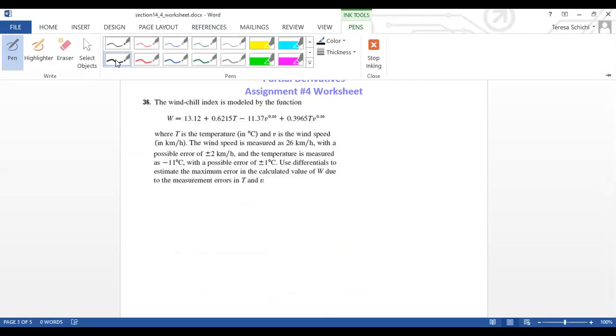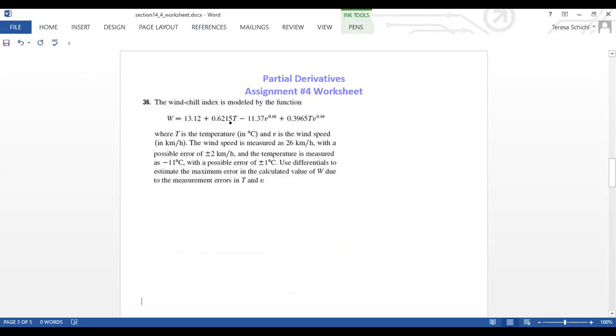Okay, so this one says the wind chill index is modeled by the function here. T is the temperature, V is the wind speed in kilometers per hour. The wind speed is 26 kilometers per hour, that means this number is V, with a possible error of plus or minus 2 kilometers. The temperature is negative 11 degrees C, so this is T with a possible error of plus or minus 1 degree here.